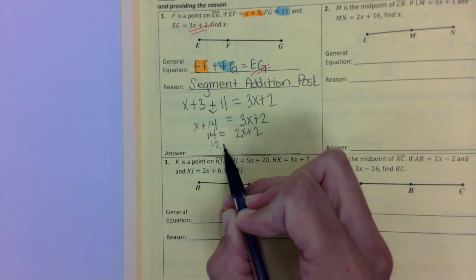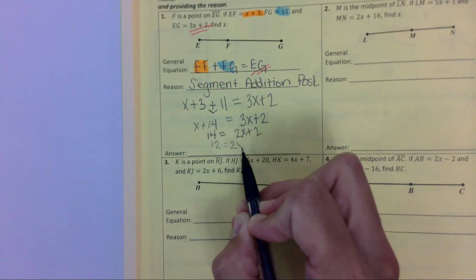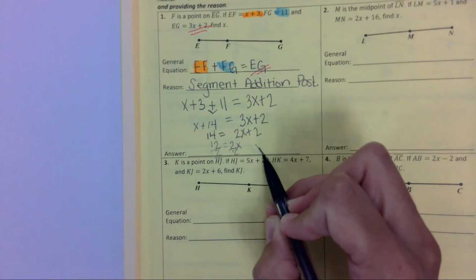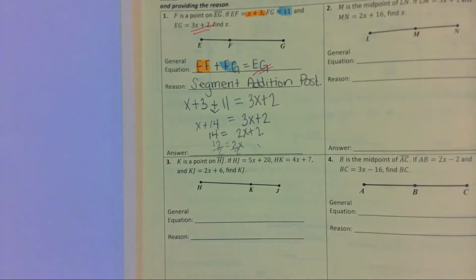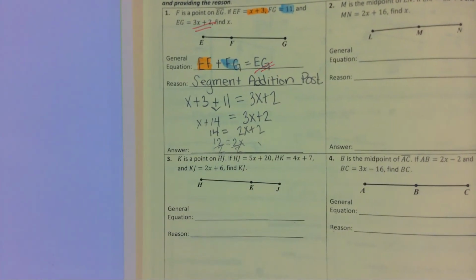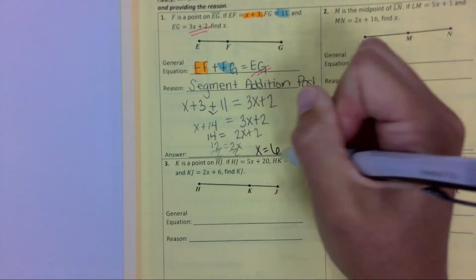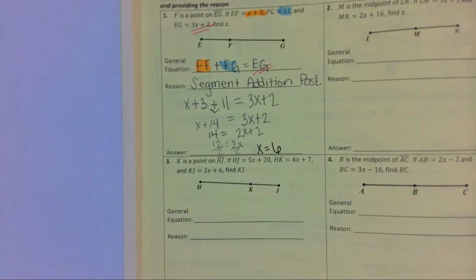I want to make sure that I don't lose anybody, though. I don't know what your algebra skills are. So x equals 6. Okay. The one thing as we move forward, this is not true for this problem, but it is true for the next problem.